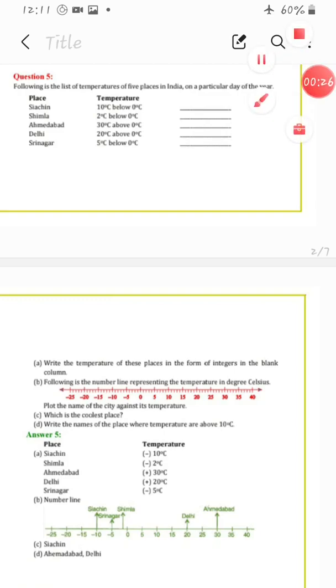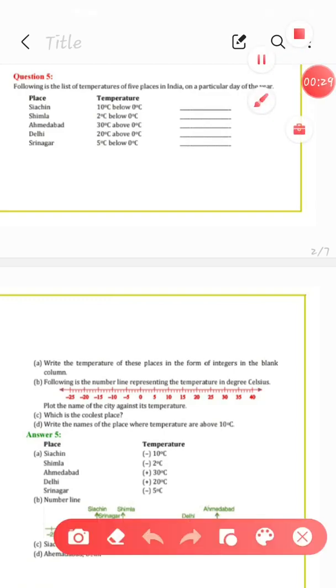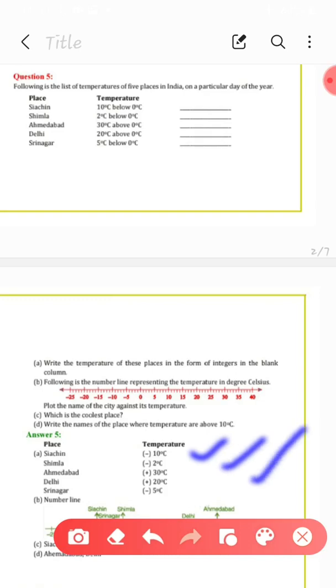You can see Siachen is given as 10 degrees below 0 degrees. Obviously, since below is given, our answer will be minus 10 degrees Celsius. Then Shimla is given as 2 degrees below 0 degrees, so again minus 2. 30 degrees above, so plus 30. 20 degrees above, so plus 20. 5 degrees below, so minus 5. It's clear till here?